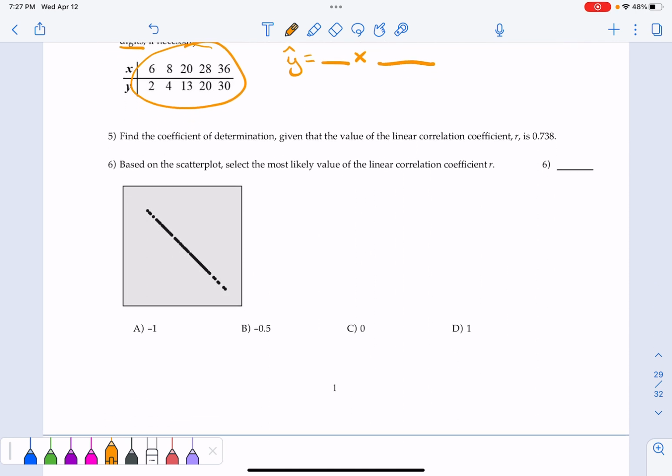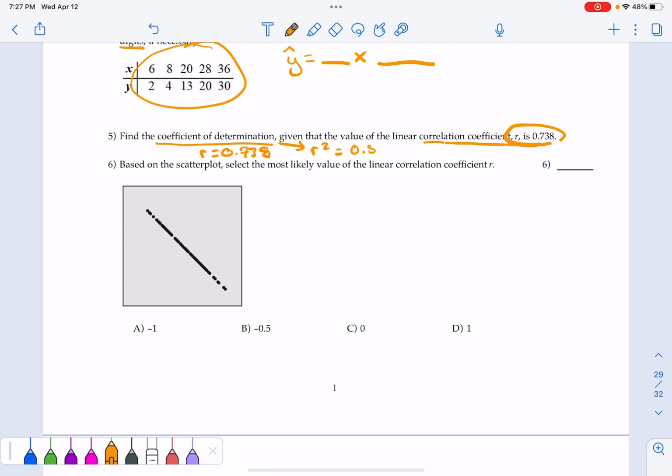All right, next one. Number 5 says the coefficient of determination is what you're trying to find, given that the correlation coefficient, r, is 0.738. The coefficient of determination is r squared. So all you have to do is take that number and square it. I'll go ahead and do that. Let's see, 0.738 squared.